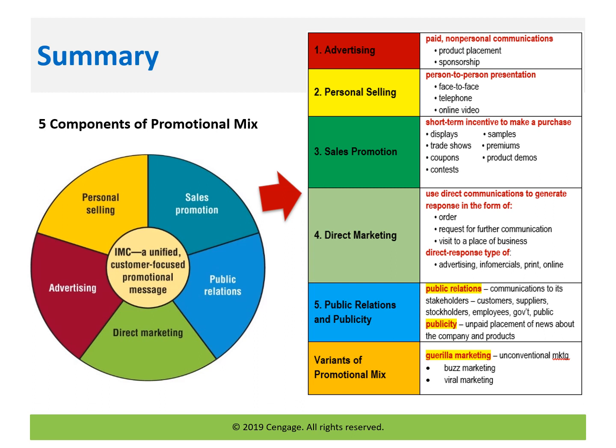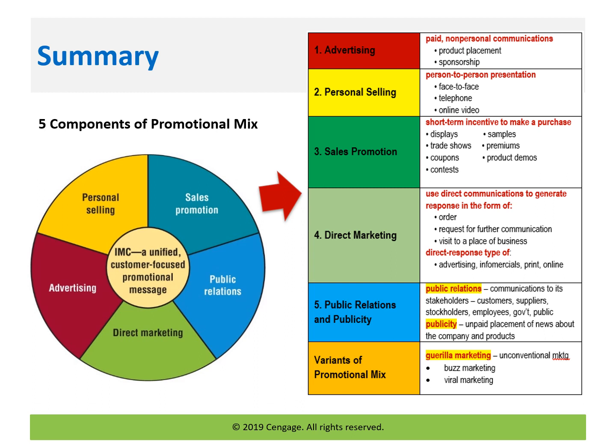To summarize, we talked about the 5 components of the promotional mix, namely sales promotion, public relations, direct marketing, advertising, and personal selling. IMC is a unified customer-focused promotional message. Advertising is paid non-personal communication, which includes product placement and sponsorship. Personal selling means person-to-person presentation, which includes face-to-face, telephone, or online video conference.